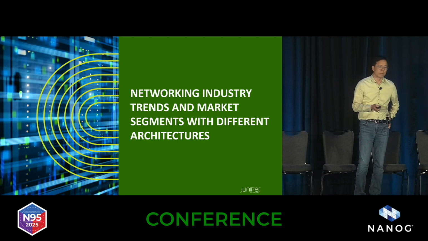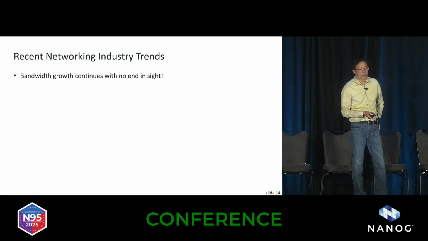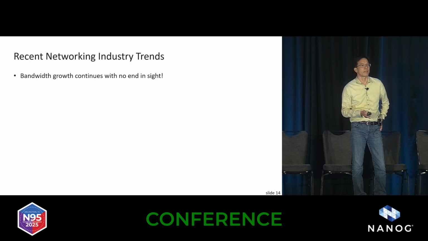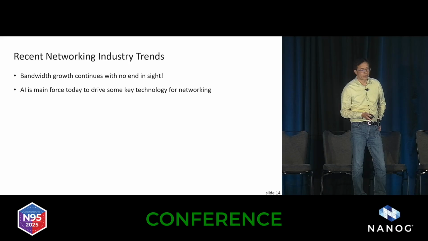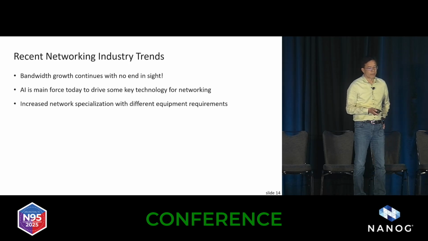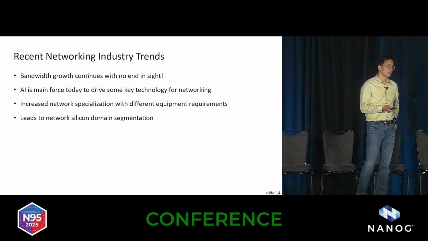So what is the industry trend and the market segment with the current different architectures? First, bandwidth continues to grow, and we don't see the end. Even actually in recent years, maybe it has accelerated even more. AI is the main force today driving some key technology for networking. And there's increased network specialization with different equipment requirements, which also leads to network silicon domain segmentation.